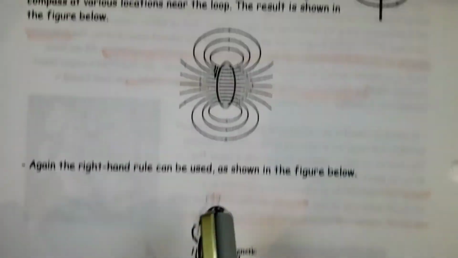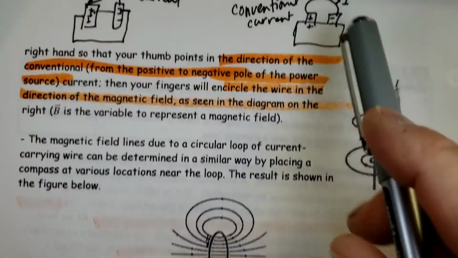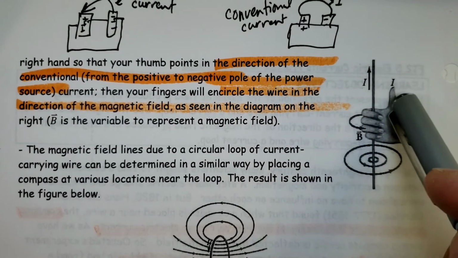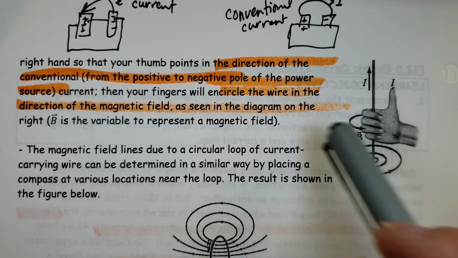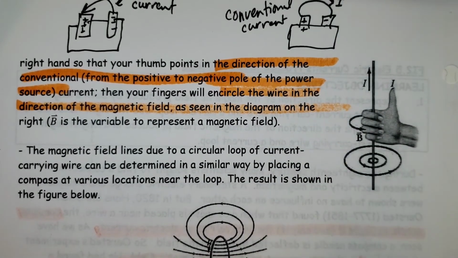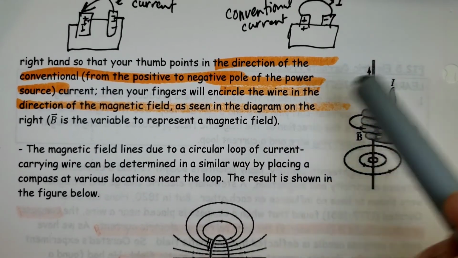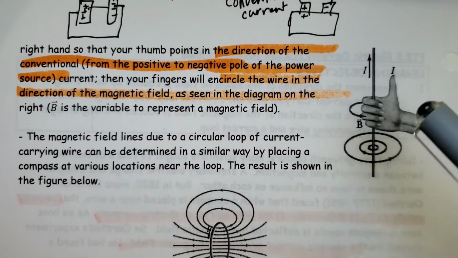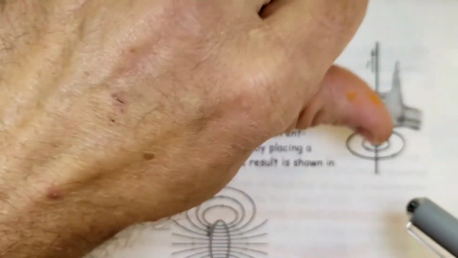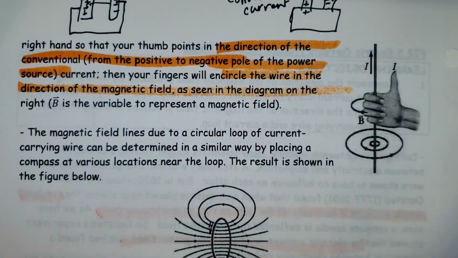All right, so right-hand rule. If it's conventional current, your right-hand thumb points in the direction of the current, and then your fingers will mimic what the magnetic field line looks like. If we think of current as the flow of negative charges, use your left hand and your left thumb points in the direction of electron current.